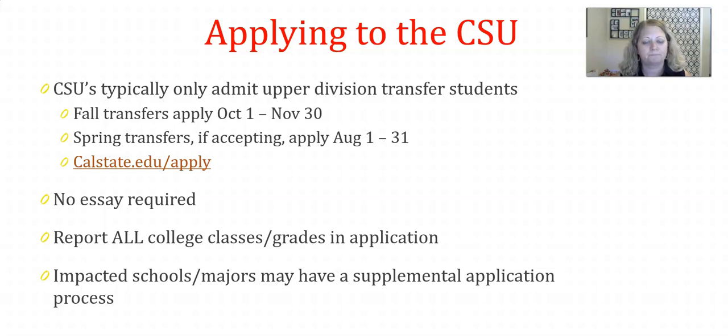If you're a spring transfer student, the application period is October 1st to the 31st. Now, the most important thing in this sentence is "if accepting." Not every campus is open for spring transfer students. What they do is they look at their fall admission cycle, who came in, how many students did they get, and then they decide, well, are we open for spring? Do we have enough room to bring in more students and they're going to get their classes?